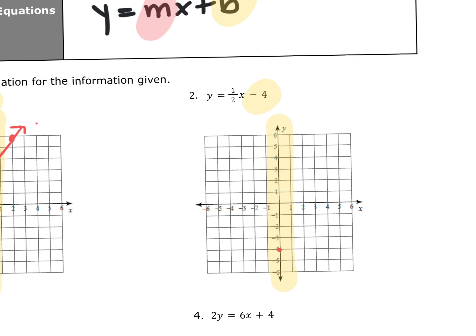And then from there, this is telling us what to do. I'm looking at that 1/2. They're all positive, so I'm going to go up 1 to the right 2 and make a point. Up 1 to the right 2, make a point. Up 1 to the right 2 and make a point. If I can't go up and to the right anymore, then from my initial point on negative 4, I'm going to go down 1 to the left 2, down 1 to the left 2. And then because it says equals, we're going to connect. And that didn't connect super well, but you get the idea.